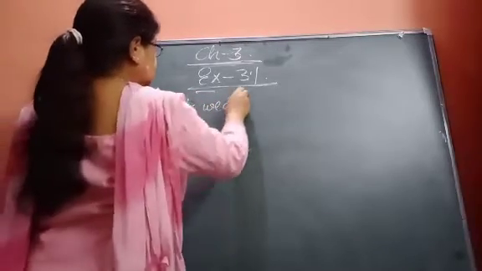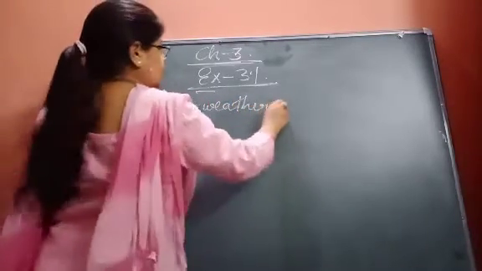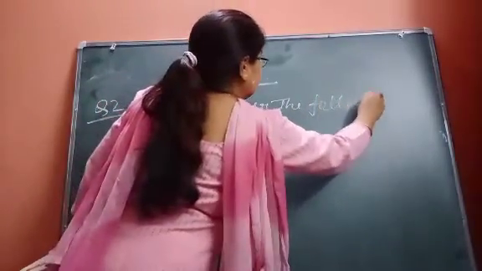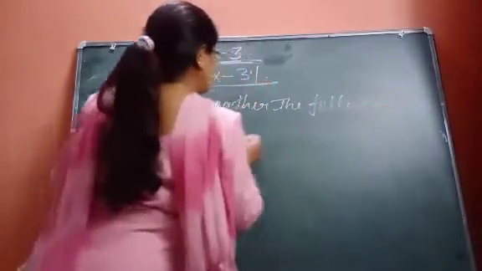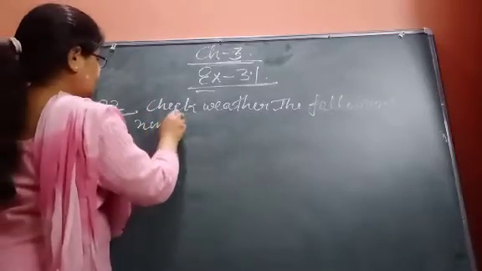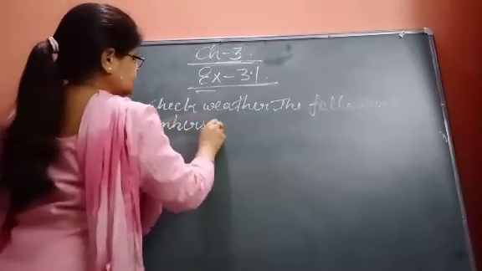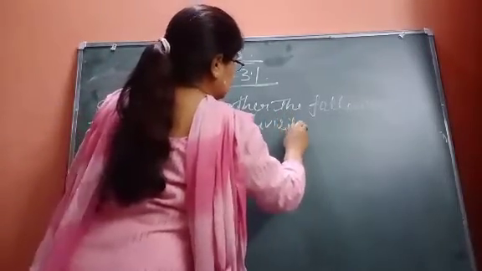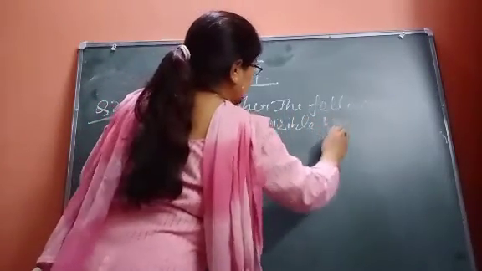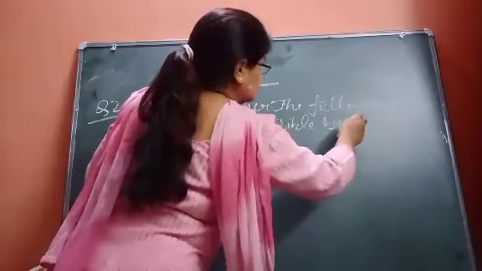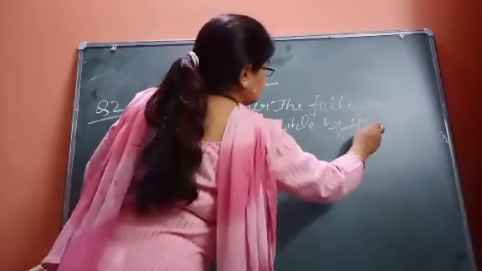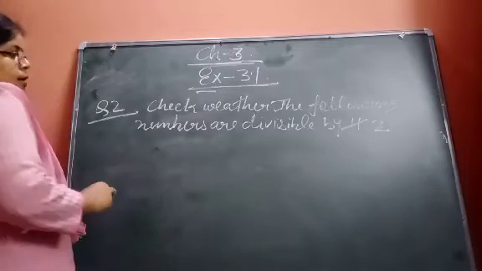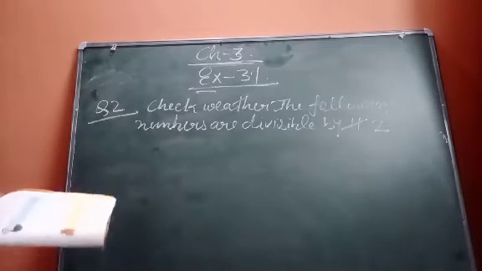Check whether the following numbers are divisible by, in place of 11, you just cut it and write by 2. Understood or not? I am hoping that everybody will understand that.